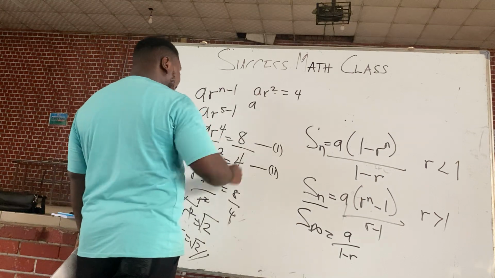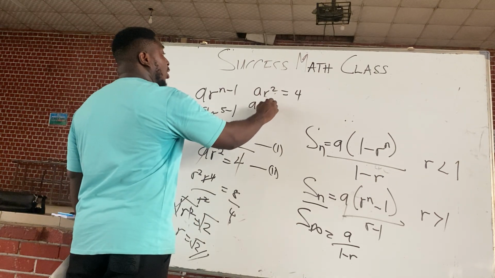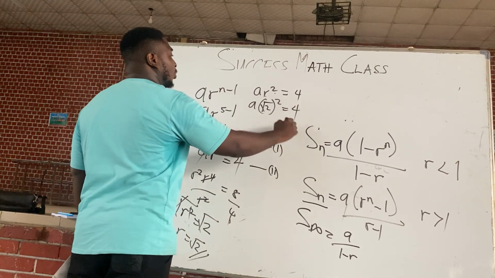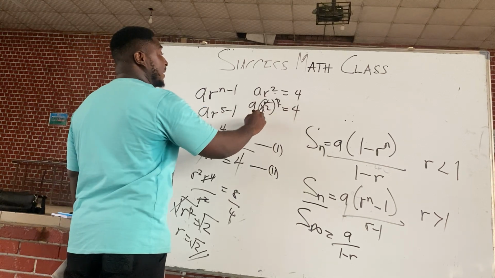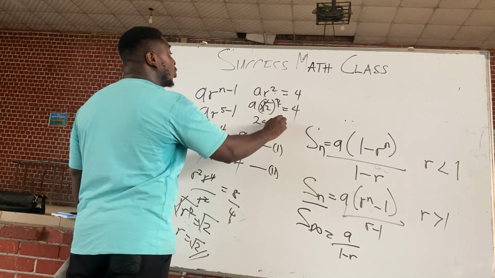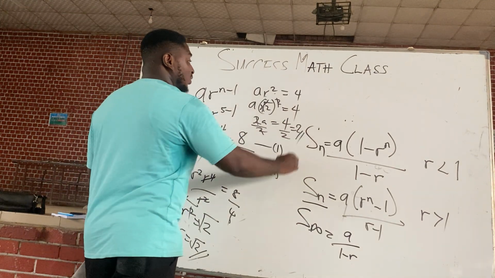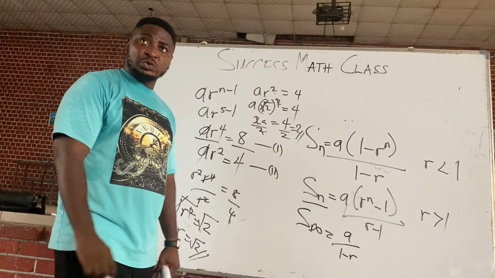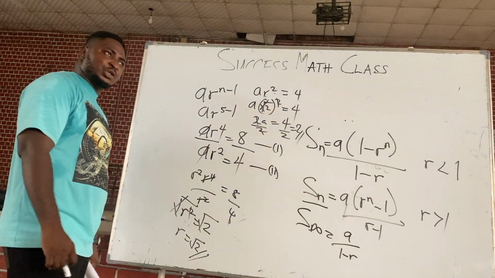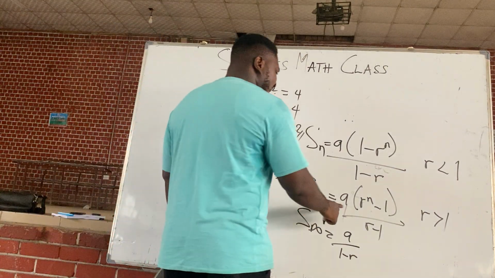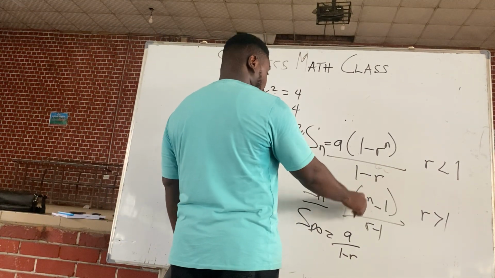So A, we now know R is root 2. The square cancels the square root, so 2A equals 4. Divide both sides by 2, A is 4 divided by 2. My A is 2, my R is root 2. Come back here and put A as 2, R as root 2.